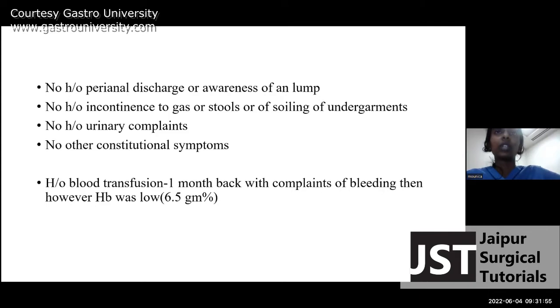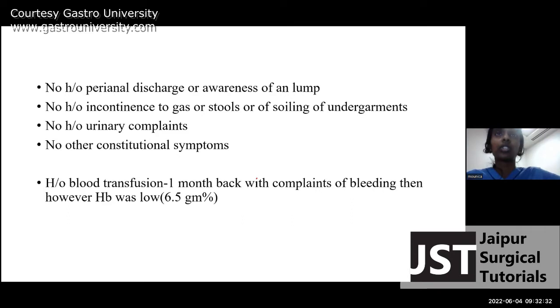There is no history of incontinence to gas or stools or of soiling of undergarments. It indicates, as sir said, to rule out fistula in ano. Yeah, soiling would be for fistula in ano. Incontinence also can cause it, and incontinence, we know, is usually more obvious at night. So a patient who is continent during the daytime may have incontinence during the night, resulting in soiling of the garments.